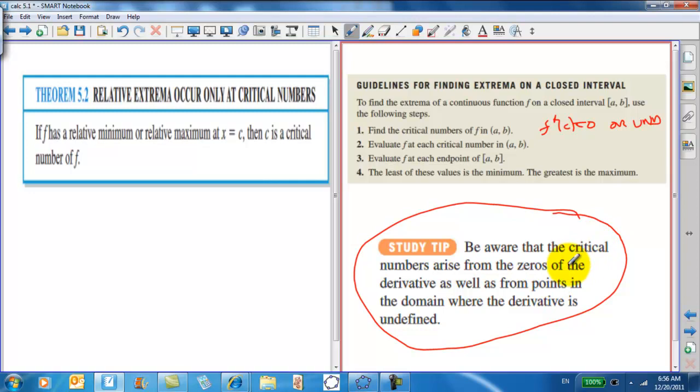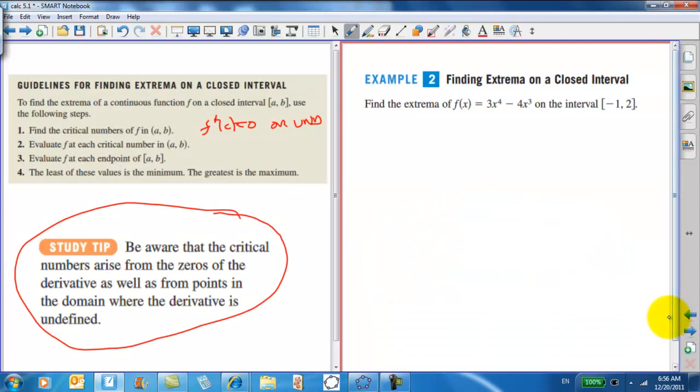The critical numbers come from not only where the derivative is zero, but also where the derivative is undefined. Okay, find the extrema on a closed interval. Find the extrema of f(x) = 3x^4 - 4x^3 on the interval from -1 to 2.